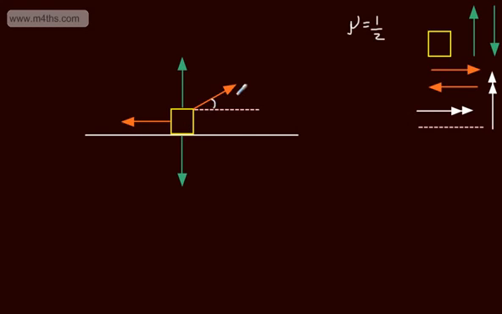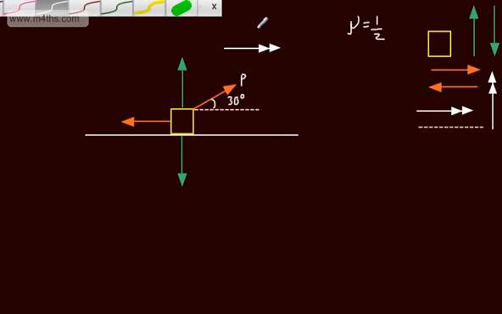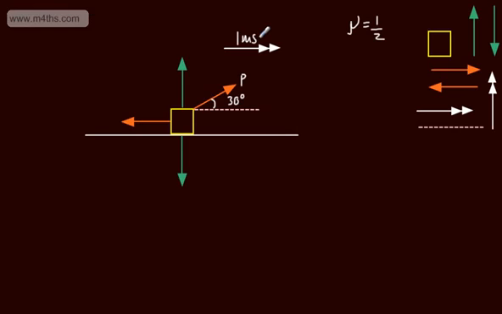Let's make our numbers easy. Let's say this is 30. Let's say that we've got some force, and I'm going to call that force P. Let's say this is P. I'm going to put an acceleration on. We'll go for something nice and easy. Let's go for 1 meter per second squared.